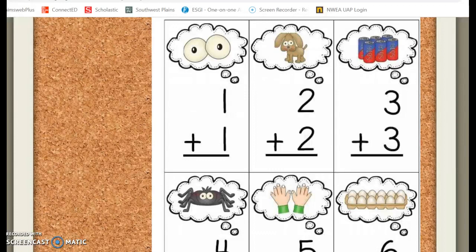How do I know that it's a doubles math fact? Because they're the same number. Because they're the same numbers. Thank you, sir. How do I know it's a doubles math fact? Because it's the same number. It's the same addend.